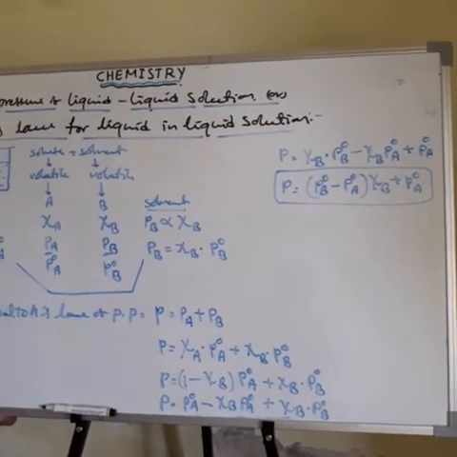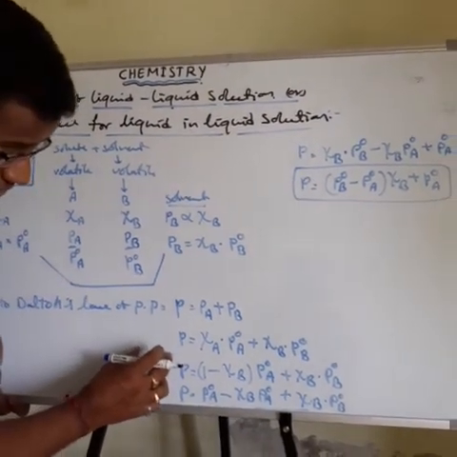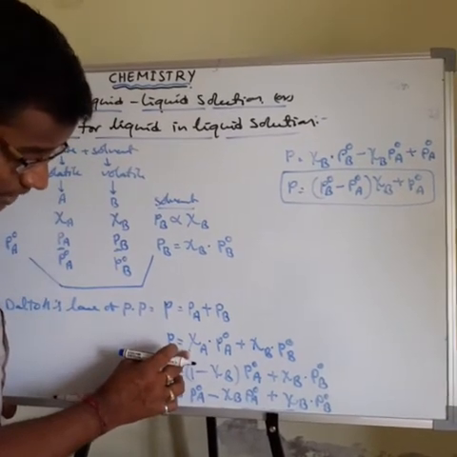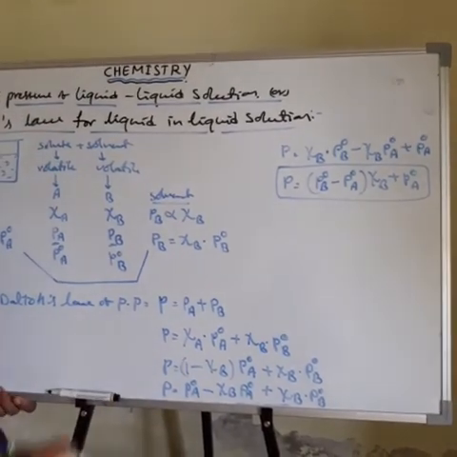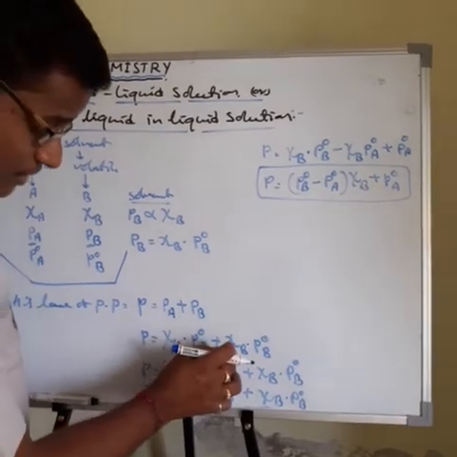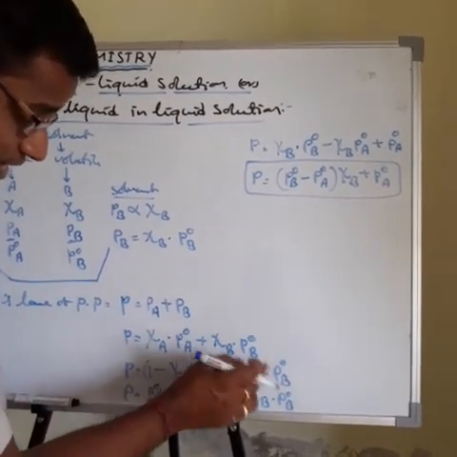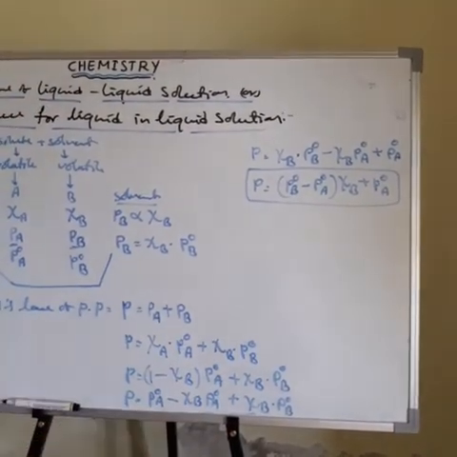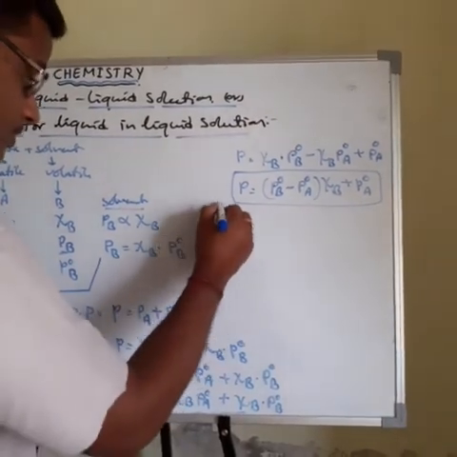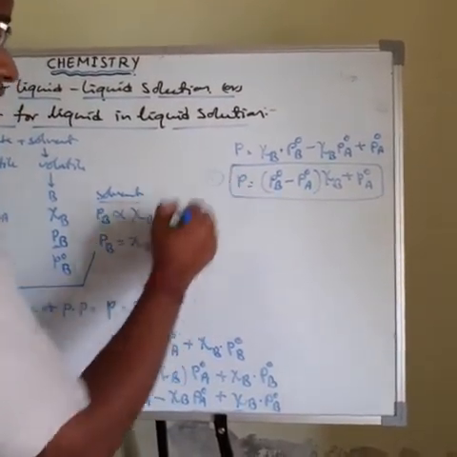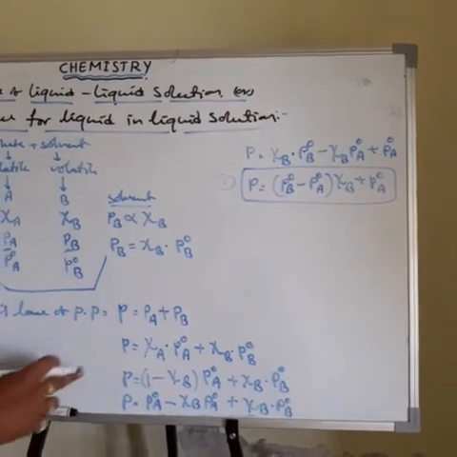Then the next derivation. In this equation, instead of xi A, I am taking 1 minus xi B. In case, instead of xi B, if you take 1 minus xi A, then what about the next equation? Let us see that one also. So this is equation 1. Then the next step is here.